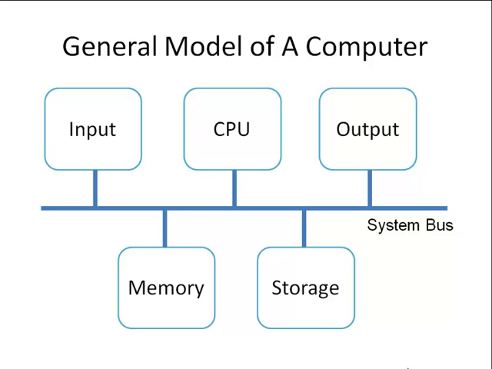So here's a very general model of a computer to begin with. We have some basic components, CPU and memory, and some storage, which is basically going to be a memory for the computer when the computer is switched off, and some means of input and some means of output, and all of these connected by a system bus. So it's a very general idea of what a computer is.